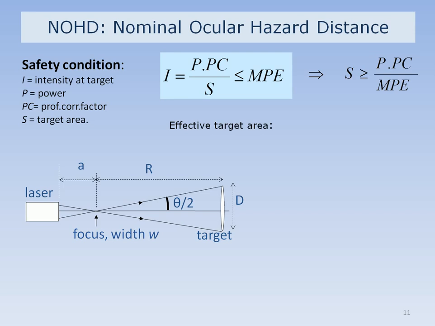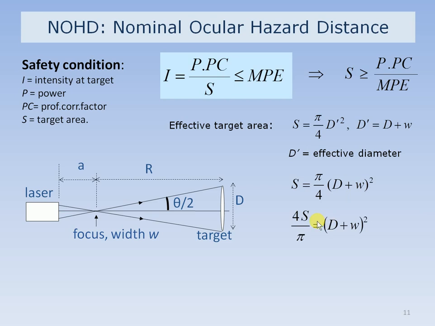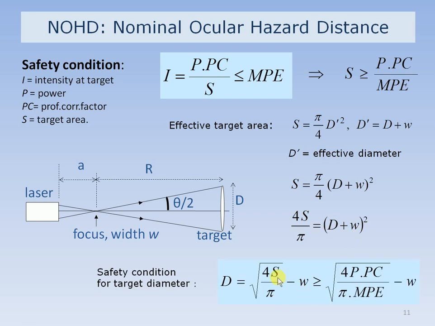The effective target area S is pi over 4 times D prime squared, and D prime is D plus W, because the focus with W has to be taken into account. D prime is called the effective diameter, and this means that the target area is given by pi over 4 times D plus W squared, or 4S over pi is D plus W squared. So D can be written as the square root of 4S over pi minus W.